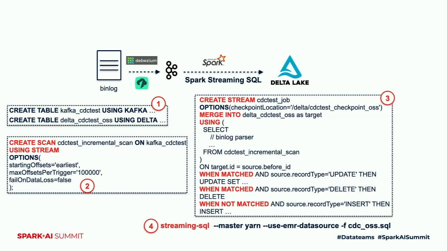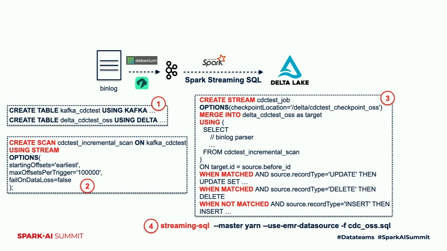Step 1, we should create two tables. One is the source Kafka table, and another is the target data table. Step 2, we create a stream scan on top of the Kafka table and set some parameters in the options clause, like starting offset and max offset per trigger. Step 3 is the major logic of the CDC pipeline. We create a stream to wrap the merge into statement and the job parameters. The merge into contains a using clause which defines a subquery on the Kafka source table.